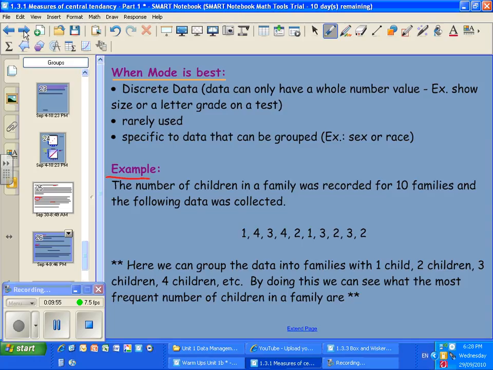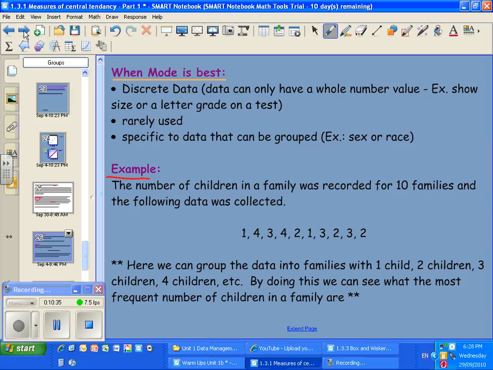When is mode the best? Mode is best when you only have discrete data. So let me give you another example of discrete data. If we were looking at the number of children in a family, we could say that some families have 1 child, 2 children, 3 children, and so on. We couldn't say, I'm going to find the average, and the average is 1.7 children. You can't have 0.7 of a child. It has to be a full child or a second child. It can't be in between. So that's where we use mode, when there are things like that that have to be a full amount.